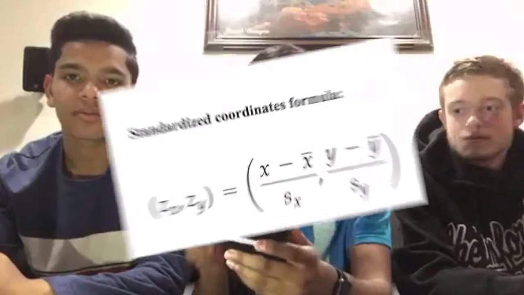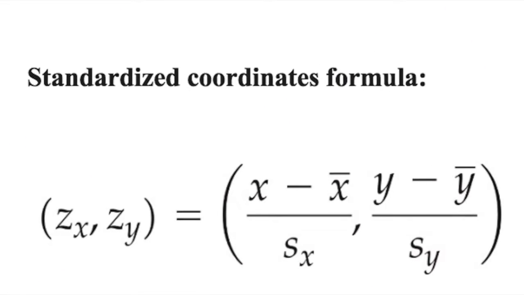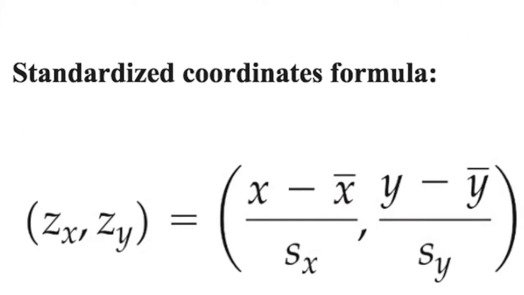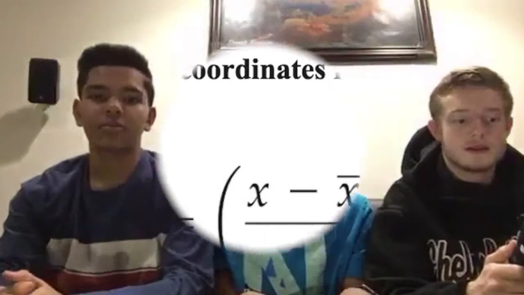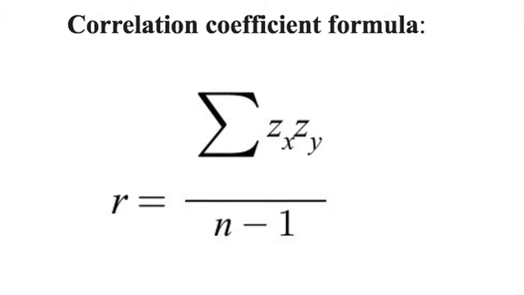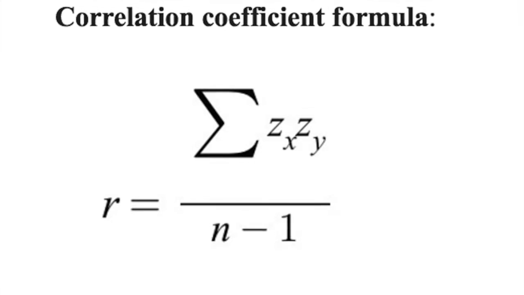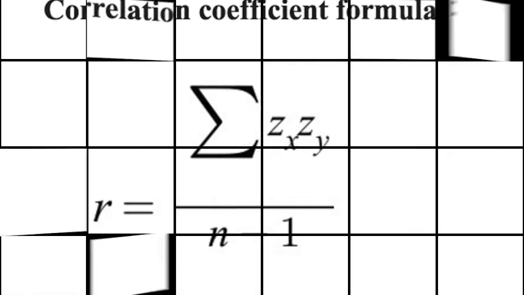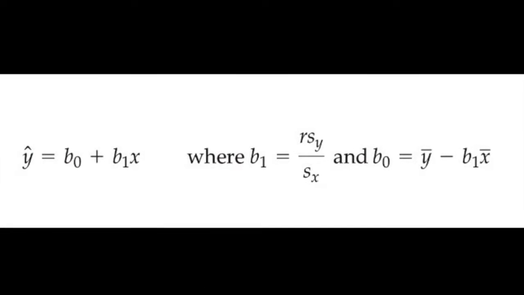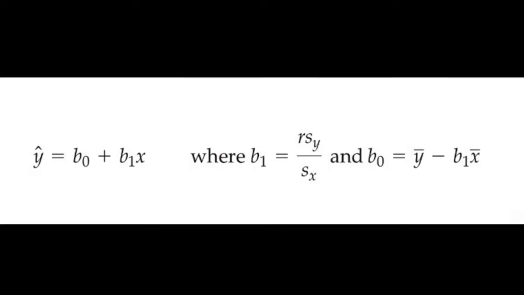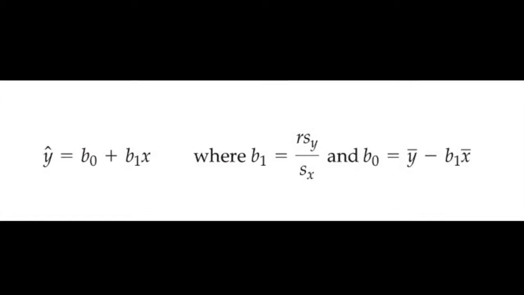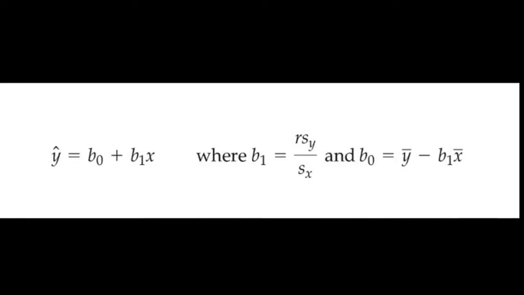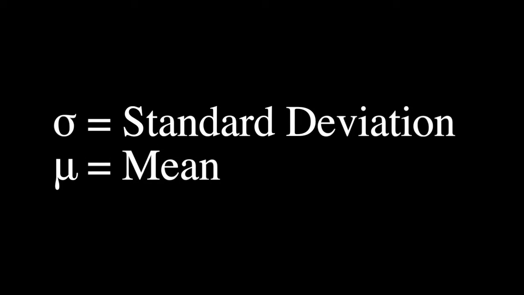Standardized coordinates formula. This is used for finding the z-score on each point of the graph. This is the correlation coefficient formula. It is used to measure the strength of the linear association between two quantitative variables. These are the equations for b0, b1, and y hat. b0 is the y-intercept. b1 is the slope of the line. Sigma means standard deviation, while mu means the mean.